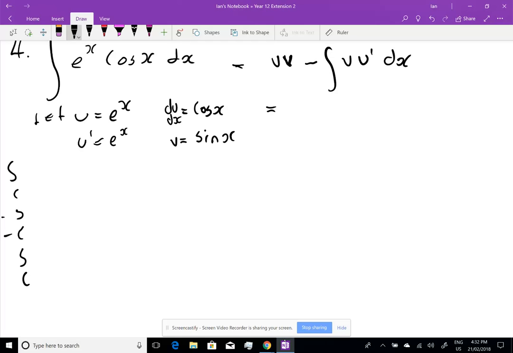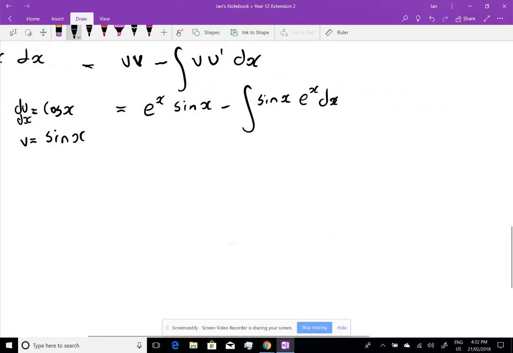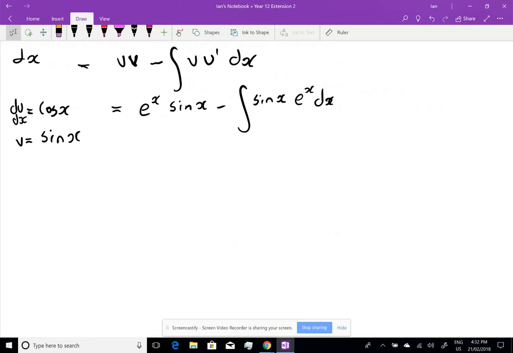My u is e to the x. My v is sine x minus the integral of sine x e to the x dx. Yeah, that's hopeless, Mr. Tonkin. We're sort of back to stage one, sort of.